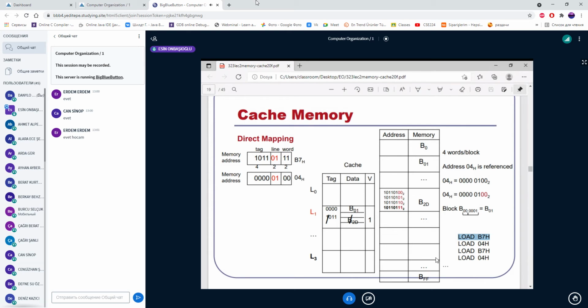How can we eliminate that disadvantage? If both block 2D and block 01 can exist at the same time in the cache, then we don't need to take them from the main memory every time we try to access.